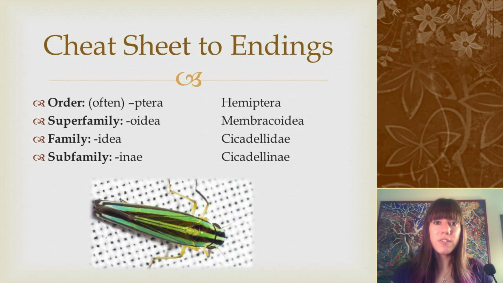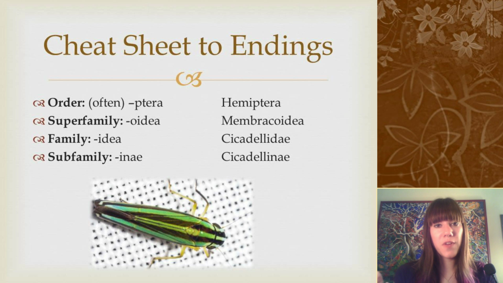So orders, and only with insects, and only most of the time, end in -ptera. And ptera just means wing, and a good example is Hemiptera. There are some orders like Odonata, which are your dragonflies, which don't end in -ptera. And there are some suborders that do end in -ptera. But if you see -ptera, you know you're talking about a generally larger classification.